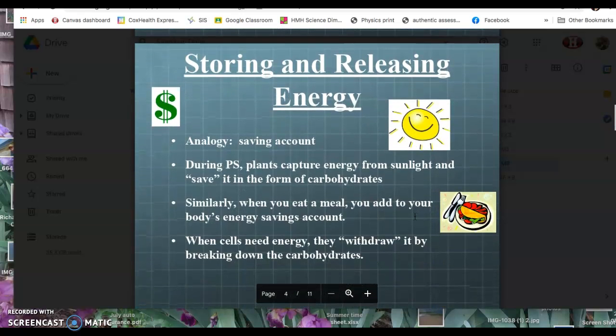So you can think of it like a savings account. During photosynthesis, plants capture that energy from the sun and then they save it in the form of glucose or those carbohydrates. Well, when you eat a meal, you're adding to your body's energy savings account. So now you're gaining the same things that the plants created. When cells need energy, they withdraw it by breaking down the carbohydrates. And we know from previous studies that this is the mitochondria's job.